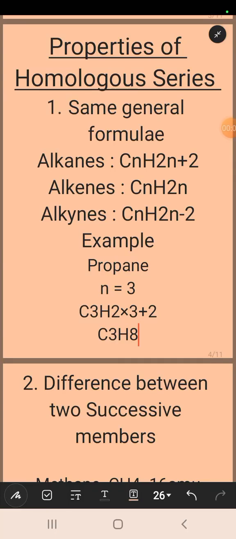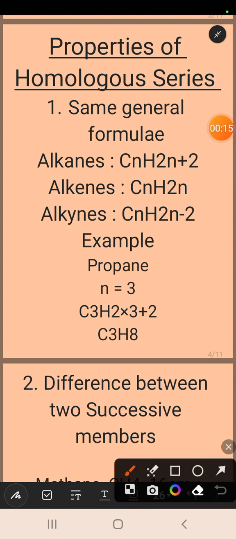Let's discuss the properties of homologous series. First property is that all the members of the series can be represented by a general formula. For example, the general formula of alkanes is CnH2n+2. By using this formula, we can write down the molecular formula of any alkane. The general formula of alkenes is CnH2n and the general formula of alkynes is CnH2n-2.